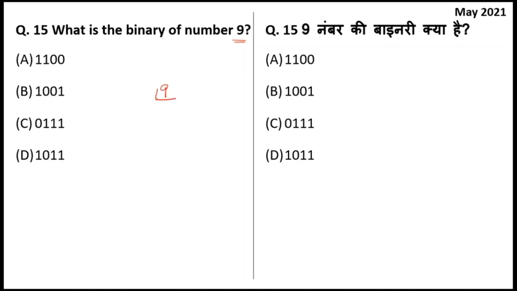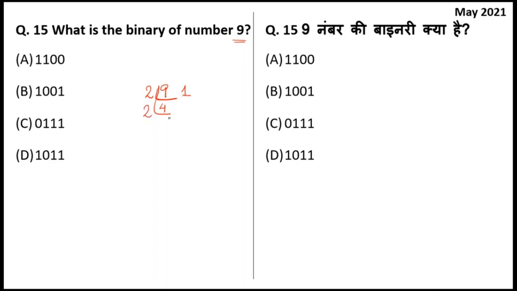Write a number like this, and make 2 lines like this. Now write 2 over here. Divide 2 by 9. So what will be the quotient? The quotient will be 4 and the remainder will be 1. 2 4s are 8, and the remainder will be 1.